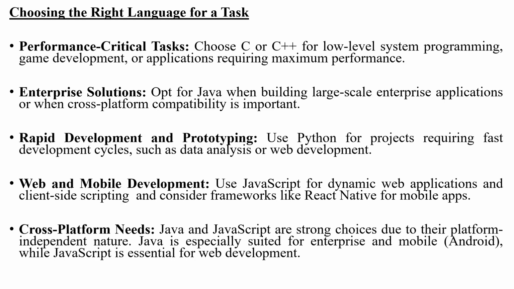Choosing the right language for a task: for a performance-critical task, choose C or C++. For enterprise solutions, opt for Java when building large-scale enterprise applications or when cross-platform compatibility is more important. For rapid development and prototyping, use Python for projects requiring fast development cycles. For web and mobile application development, it's better to use JavaScript for dynamic web applications and client-side scripting. For cross-platform needs, Java and JavaScript are strong choices due to their platform-independent nature. Java is especially suited for enterprise and mobile development, while JavaScript is essential for web development.